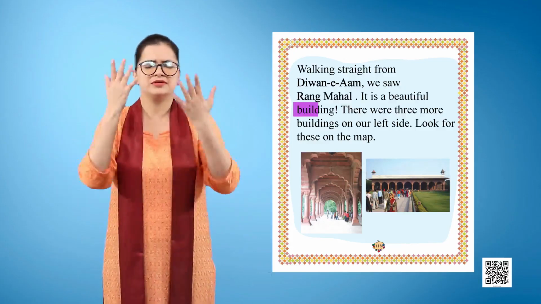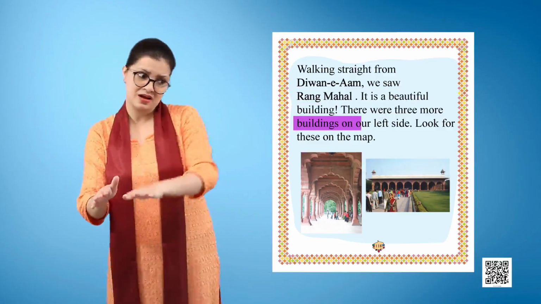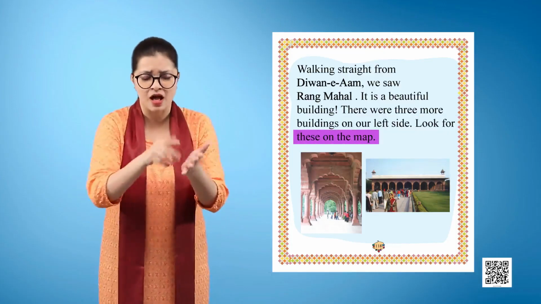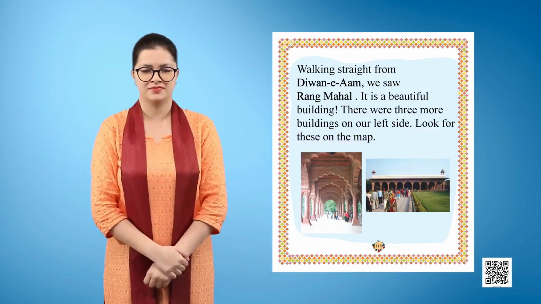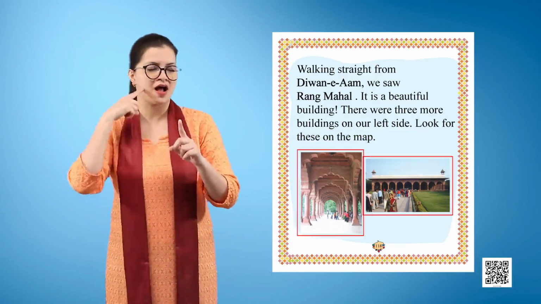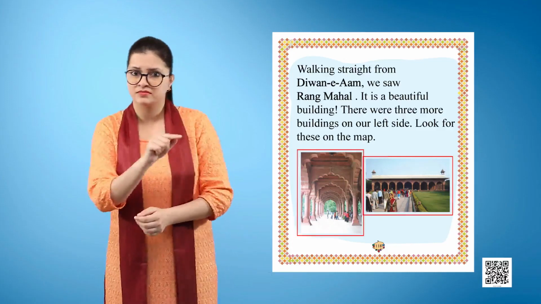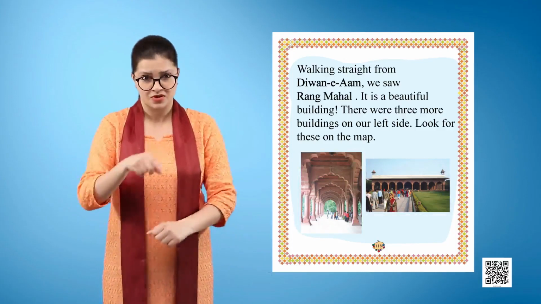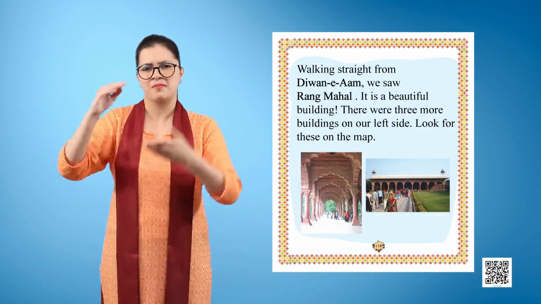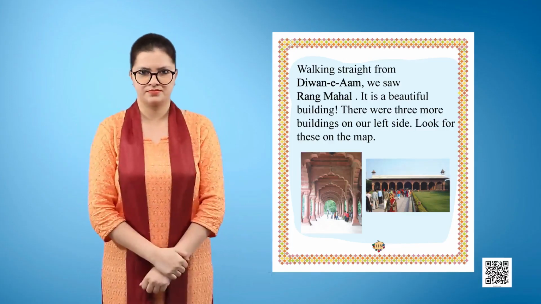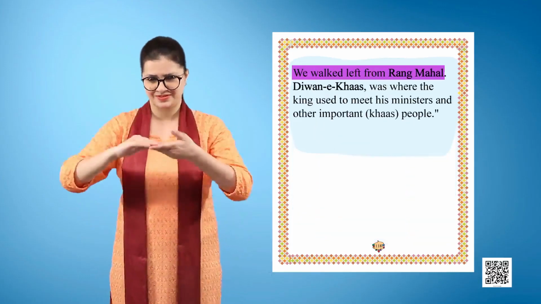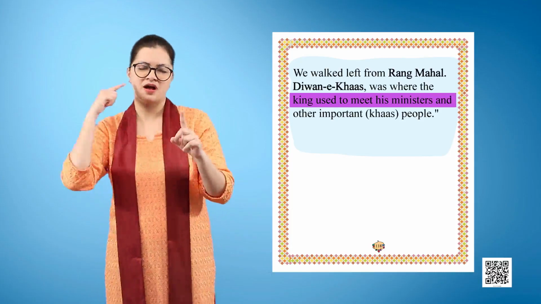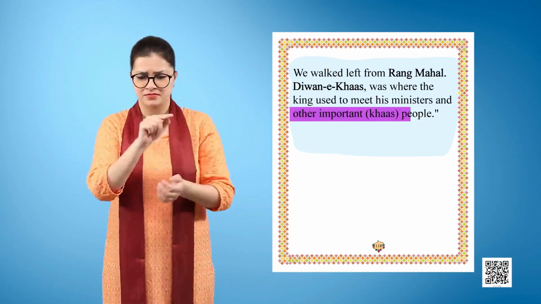It is a beautiful building. There were 3 more buildings on our left side. Look for these on the map. Next to this, we see pictures of Diwan-e-Aam and Rang Mahal. We walked left from Rang Mahal. Diwan-e-Khas was where the king used to meet his ministers and other important or khas people.